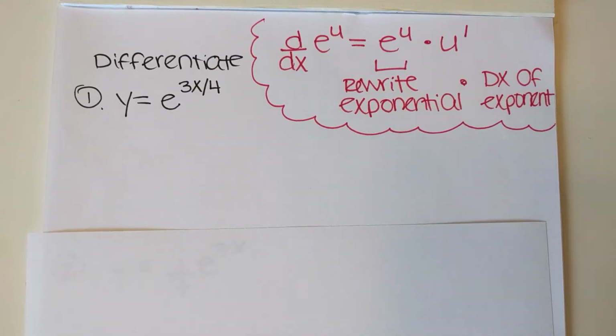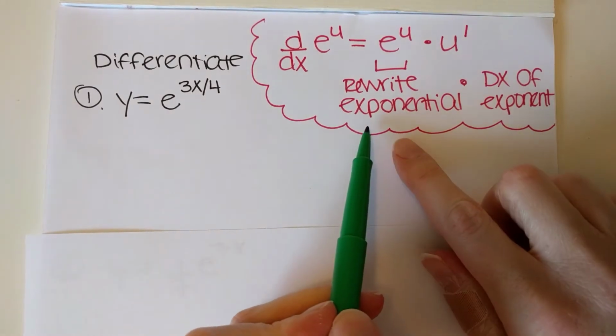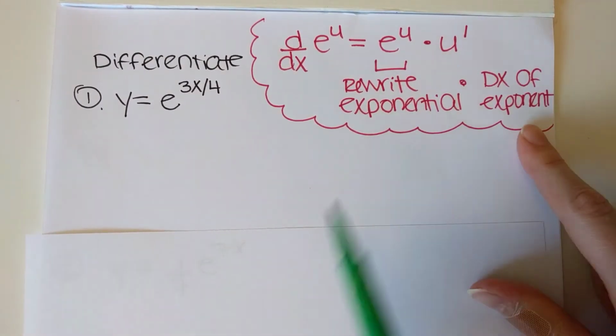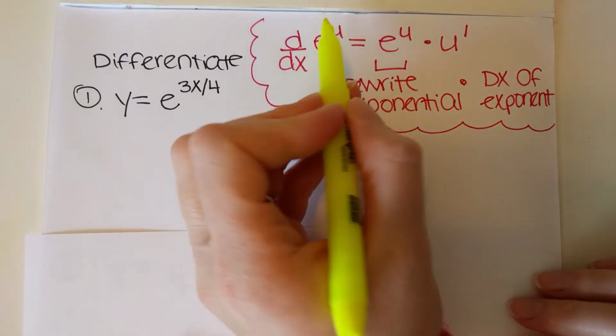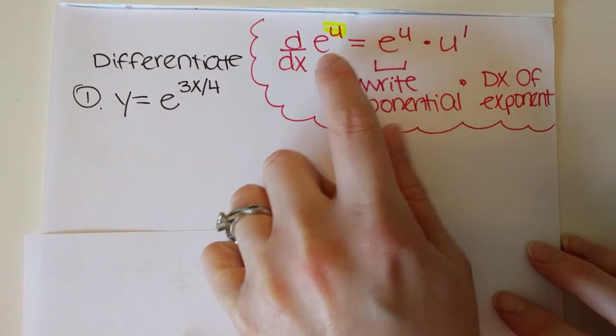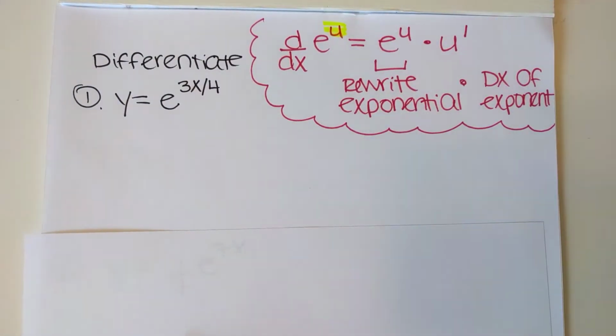All right, so to differentiate e to a power, we have a special rule, and that rule is that we rewrite the exponential. So we rewrite the e to the u, and then we multiply by the derivative of the exponent. And we talked about in class that this derivative of the exponent is really because of the chain rule, because e to a power is actually an inner function where the inner function is u and the outer function is e to the u.